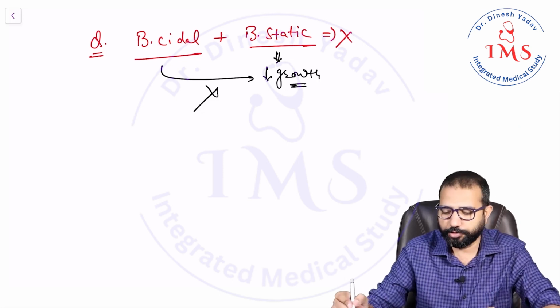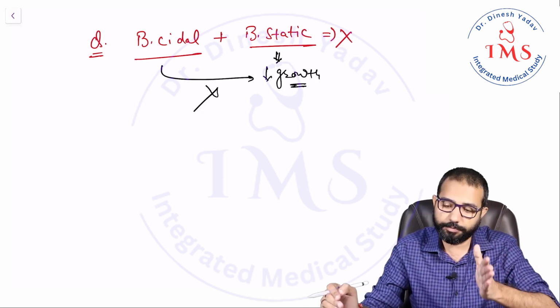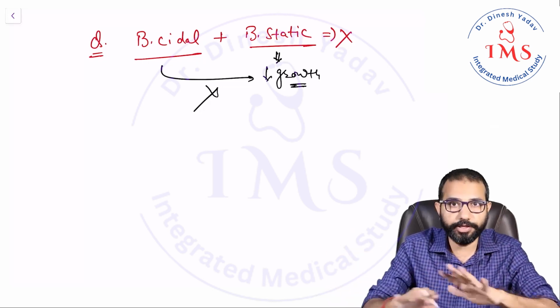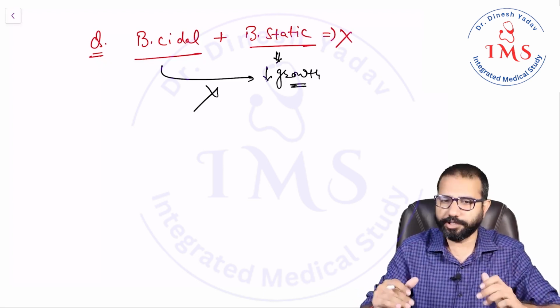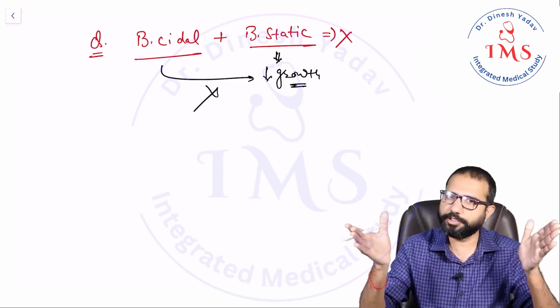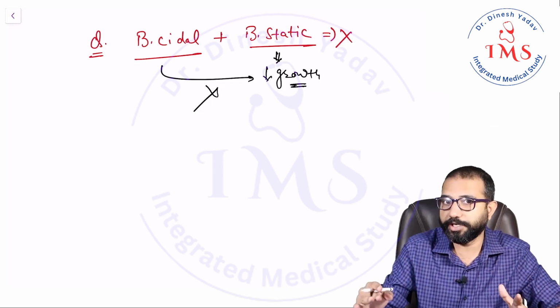Next important thing is you can use bacteriostatic with bacteriostatic, you can use bactericidal with bactericidal, but bactericidal with bacteriostatic should be avoided. For the same microorganism, these two drugs will not be effective. If the spectrum is different, you can use them together. But for the same one microorganism, these two should not be combined.